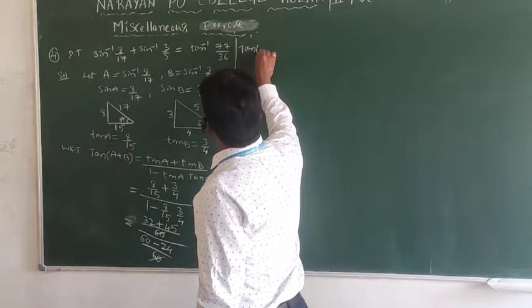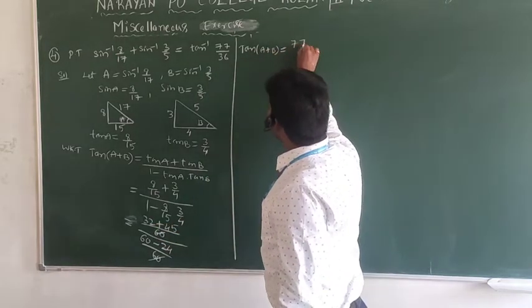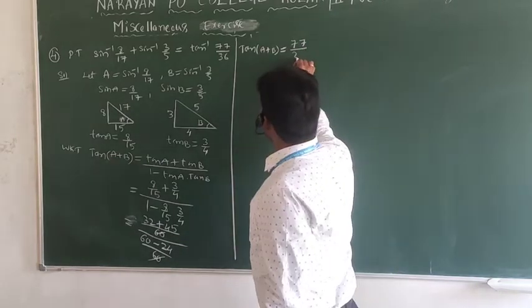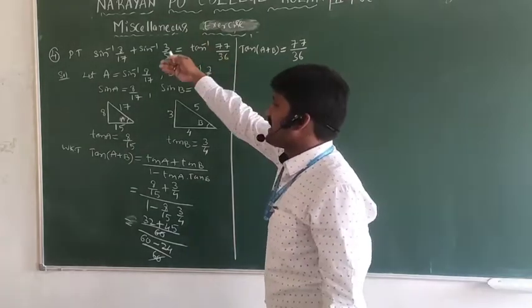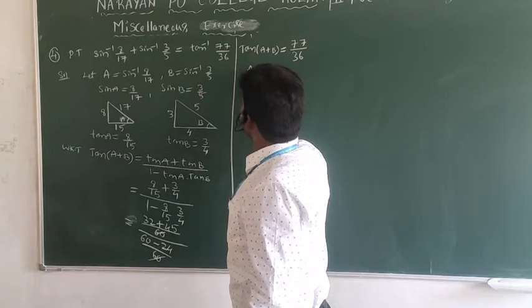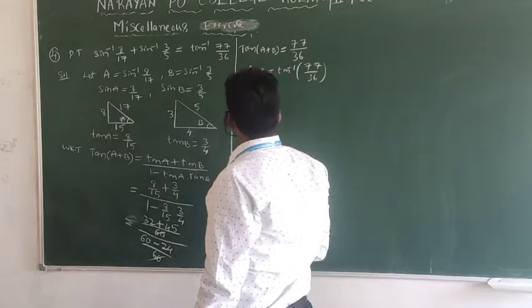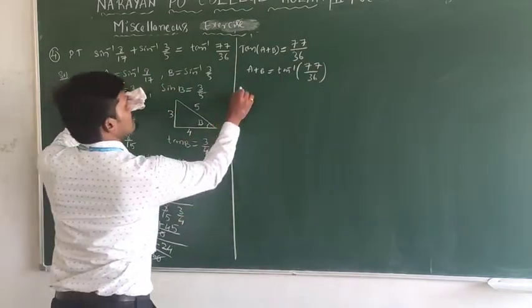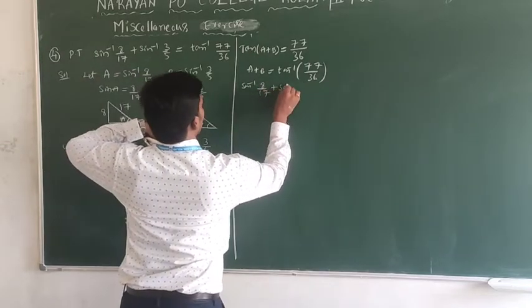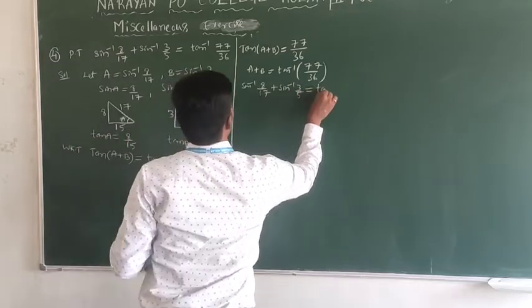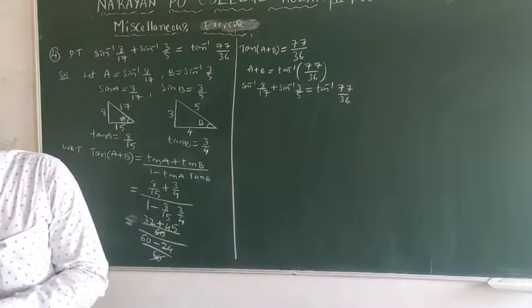Now on the left side, what is the value? Tan of A plus B equals 32 plus 45, it's clearly 77, over 60 minus 24, which is 36. Now we can take tan to the right side, and it will become tan inverse. Replace the A value and B value. All are the same model now. 77 by 36. Now replace A value: A is sine inverse of 8 by 17, B is sine inverse of 3 by 5, equal to tan inverse of 77 by 36, which is the required equation.